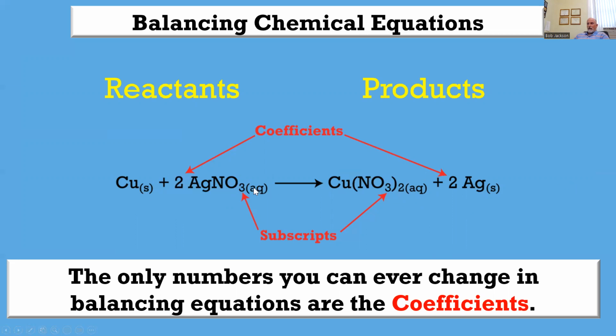So now, these are subscripts. These numbers out front are called coefficients. When we go to balancing equations, the only numbers we ever change or put in are coefficients. We never change subscripts. They stay the same. We can't change subscripts, because we would change what the substances are, and that doesn't happen. All we ever change are the coefficients.